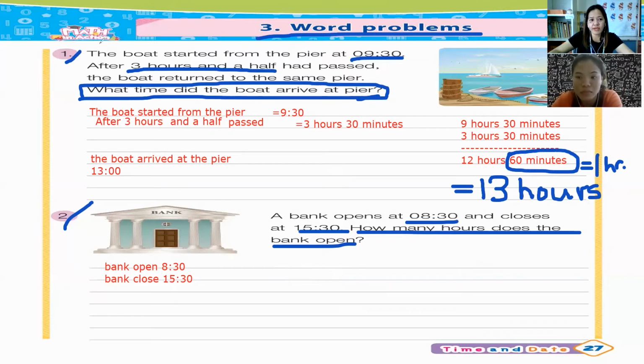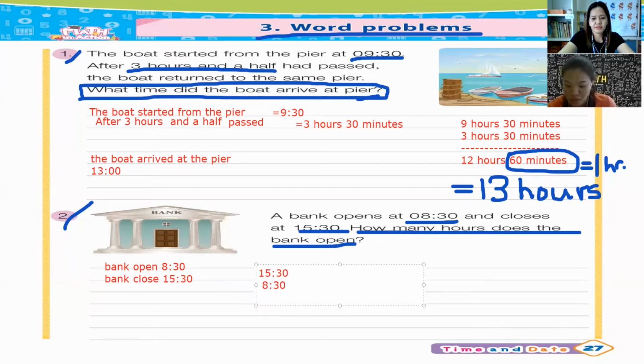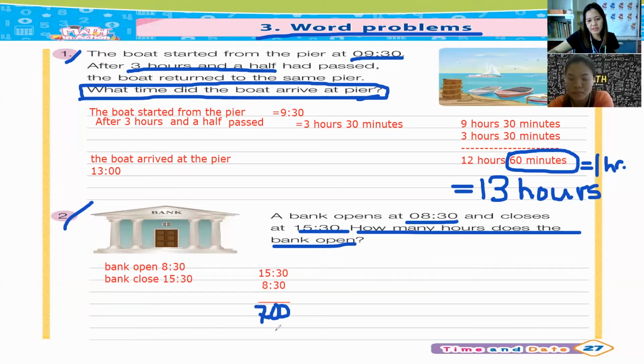But for you to solve it, you have to write this, please. 15:30 minus or subtract 8:30. And what will be the answer? How do we solve this? Remember our addition, subtraction. 0 minus 0, 0. 3 minus 3, 0. So 0, 0. 15 minus 8. 5 minus 8 cannot be, so just use the 15. 15 minus 8 equals 7. Okay. So 7 hours.